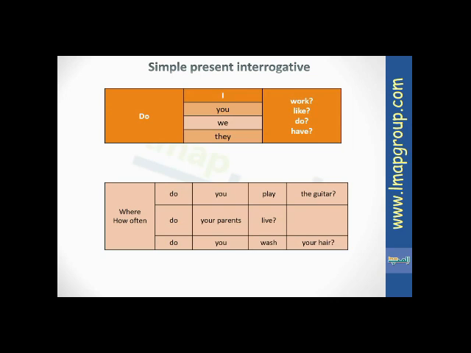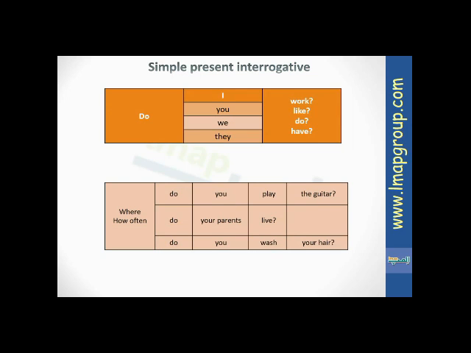For example, where do you play the guitar? کجا گیتار میزنی؟ As you see, we have a WH question word, which is where. After that we have do, the auxiliary verb. And then the rest of the sentence, You play the guitar, which is simple present.